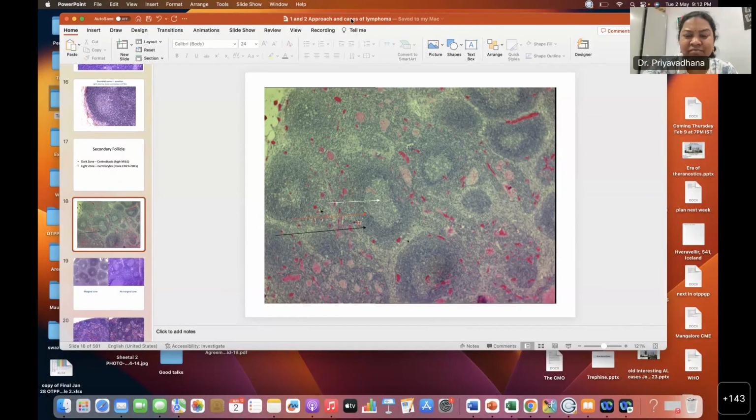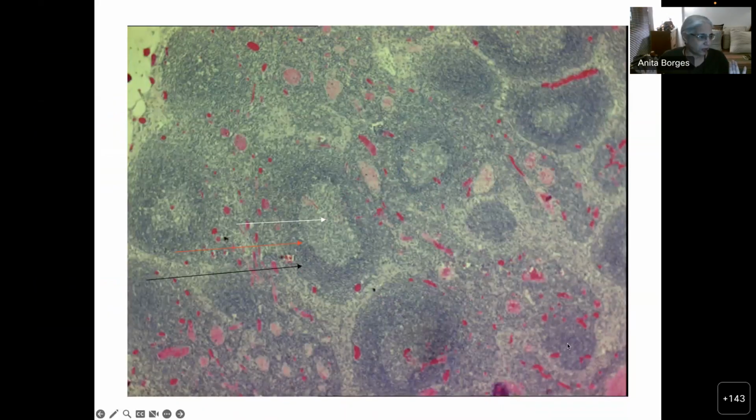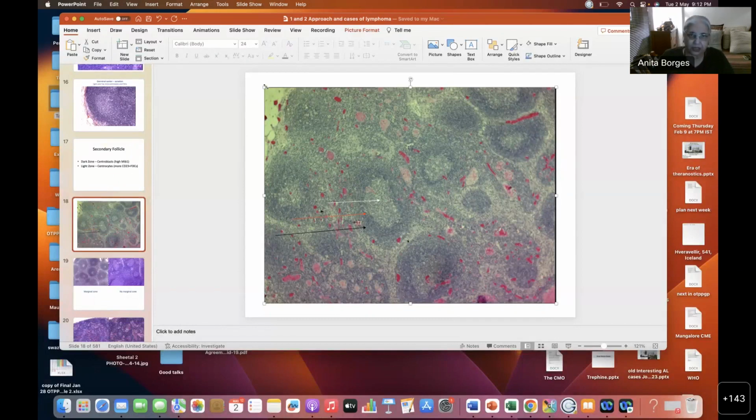Ma'am, one student has asked, can you please repeat the normal distribution of CD5? Normal distribution of CD5 is wherever there is CD3. That's the normal distribution of CD5, because it is expressed in T cells.